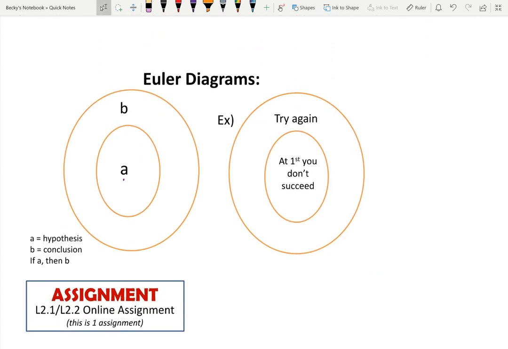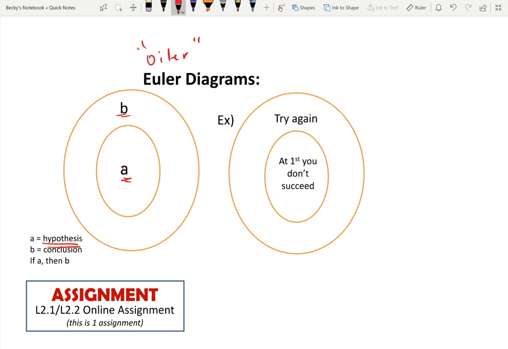So your book really likes these diagrams. This is a Euler diagram. His name's not "Yooler," it's "Oiler." That's how you pronounce it. And I often think of it just like in algebra class when you use parentheses. You always start with the innermost parenthesis and you work your way out. So notice your hypothesis is in the middle, and then the next one out would be your conclusion. So if whatever happens in the middle, then the next part.